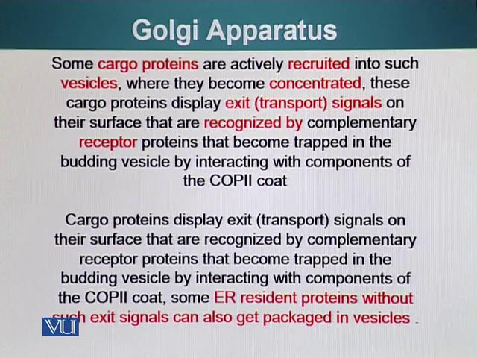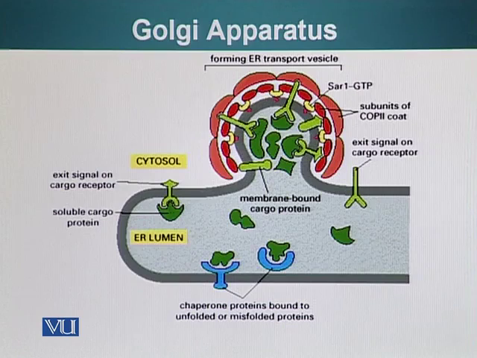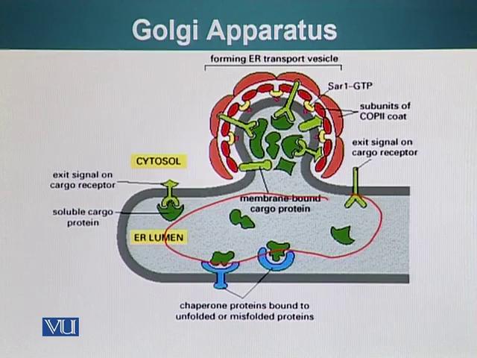Cargo proteins displaying the transport signal on their surface are recognized by complementary receptor proteins which trap these proteins, and these proteins are then taken to the Golgi apparatus. Here, for example, this is a nice diagram to show you how the system works. This is the lumen of the endoplasmic reticulum, and you can see there are many proteins. Some of these proteins which have the exit signal will bind the special receptor proteins.